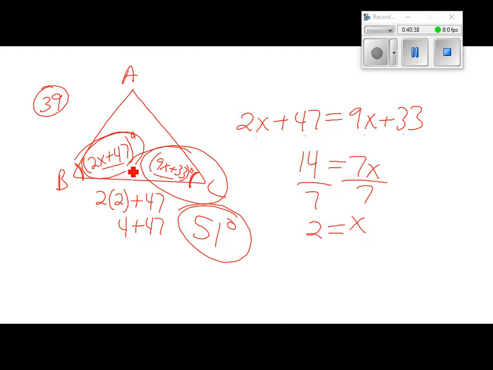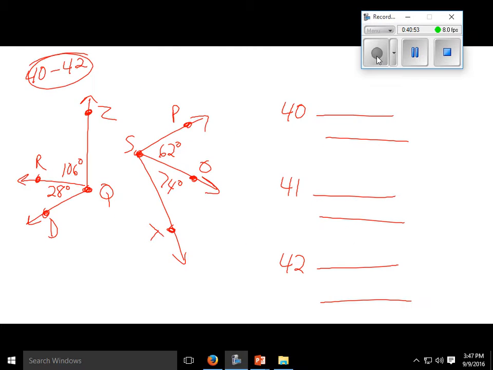They didn't ask us that. And hopefully you have heard in the past at some point that a triangle adds up to 180, the three angles of a triangle. So if this angle is 51, this angle is 51, you could figure out what that angle is. Problem 40 says, name a pair of complementary angles from the picture.